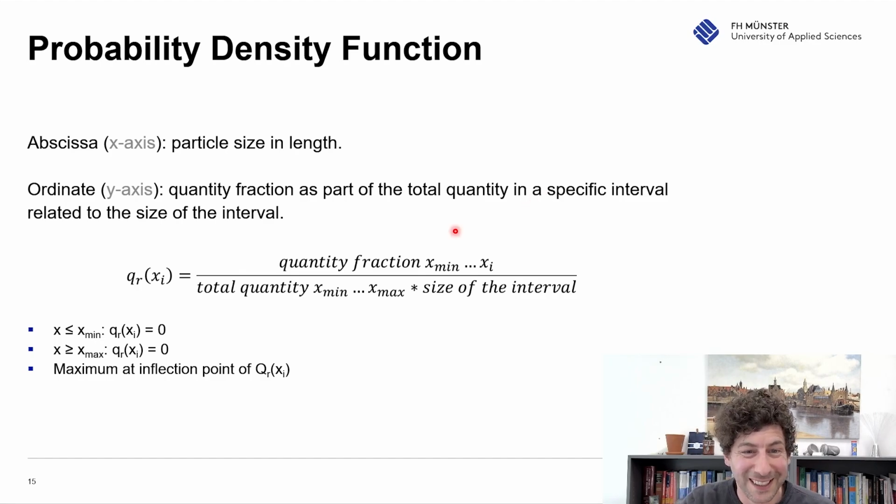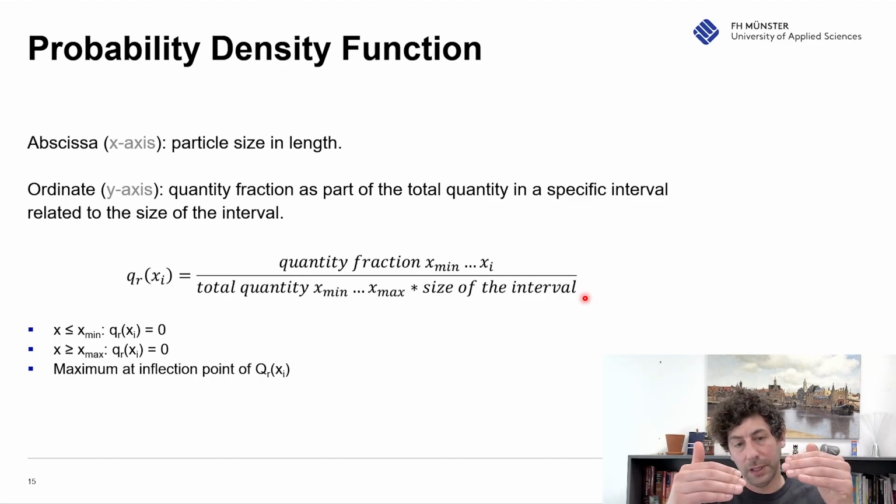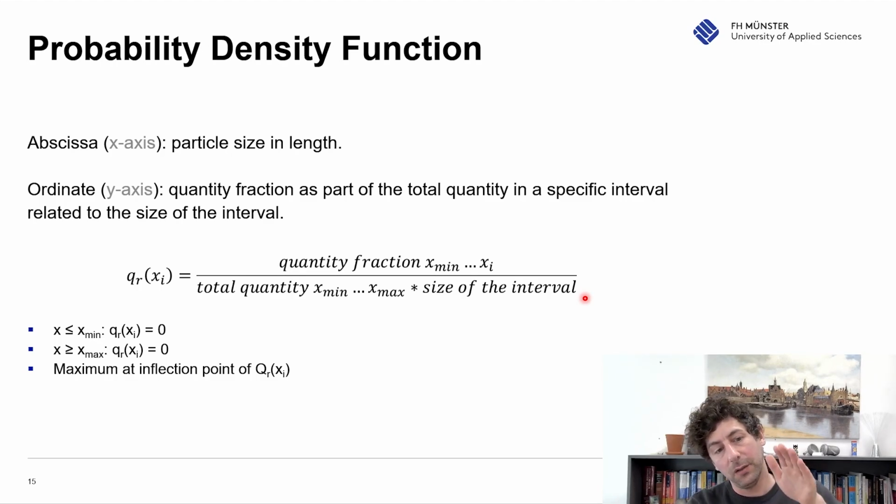What does it mean? It means that the equation is basically the same here, but we add the size of the interval. So we not only divide the quantity fraction by the total quantity, but we relate it to the size of the interval. Basically we look at each sieve and say, okay, in this sieve this amount, in this sieve this amount. And the distribution is a little bit different.